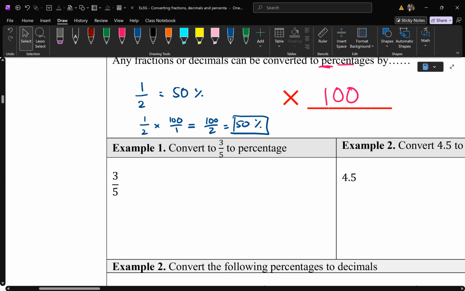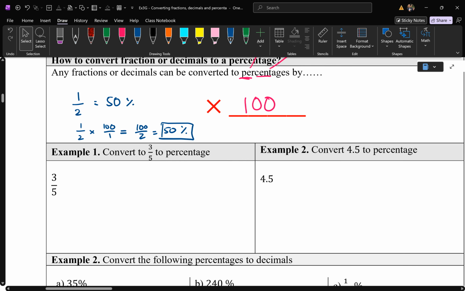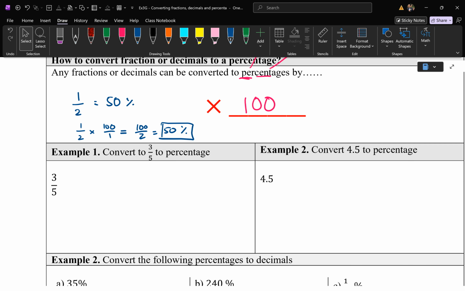So here, any of these questions, whether it's decimals or fractions, if you want to know the percentage, just get 100 of them. So here, I would say times 100. Get 100 of those and you'll find your percentage. Get 100 of these 4.5. So you got 4.5, add them 100 times, you will get your percentage. So in this case, times this by 100.